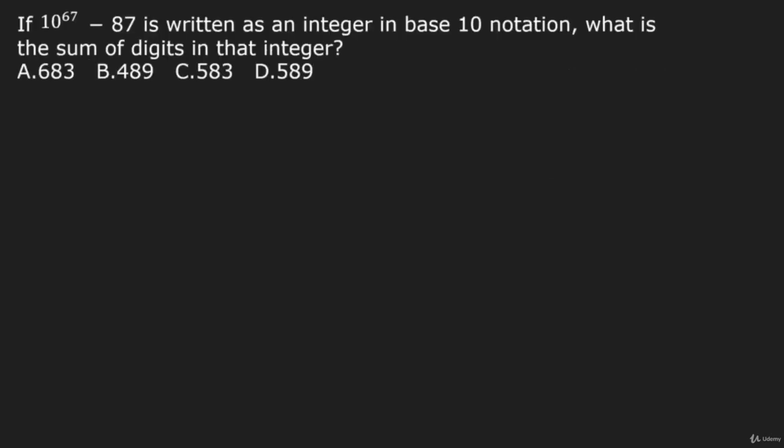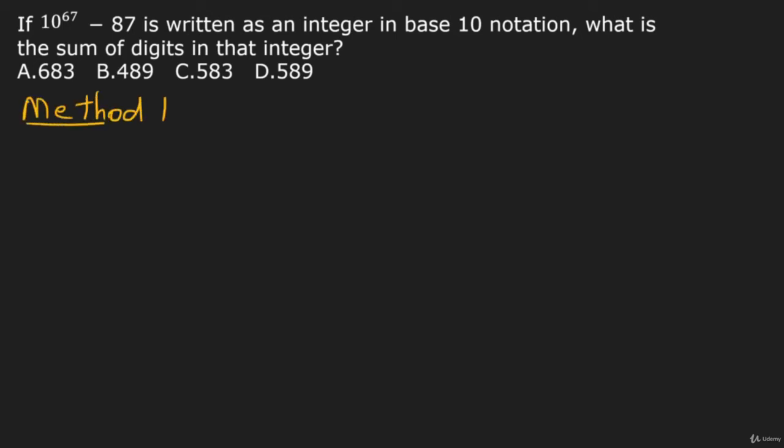Let's do this question. 10 to the power 67 minus 87 is written as an integer in base 10 notation. What is the sum of the digits in that integer? Pause the video, give it a try, and then we'll do it together. I hope you have given it a try. Let's do it together. Now we'll see two methods in which you can approach this question.